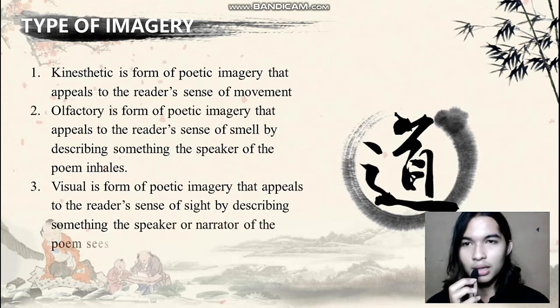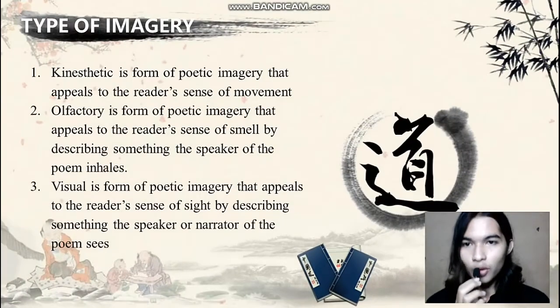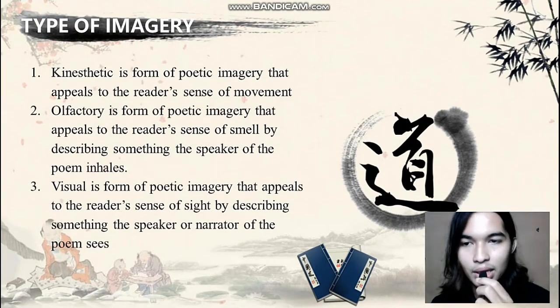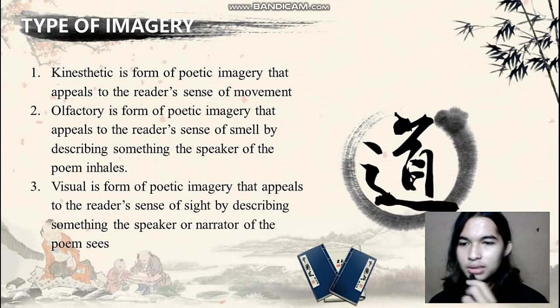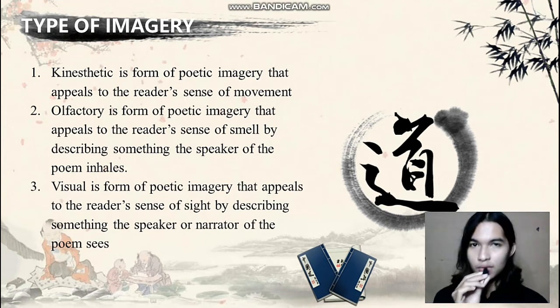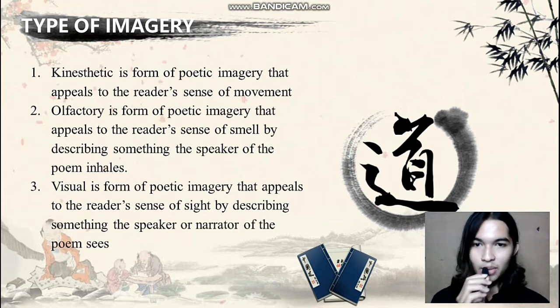So the first one we have kinesthetic. Kinesthetic is a form of poetic imagery that appeals to the reader's sense of movement. Basically, kinesthetic is the way the narrator or the writer engages the sense of movement of the poem itself. And the second one we have olfactory.